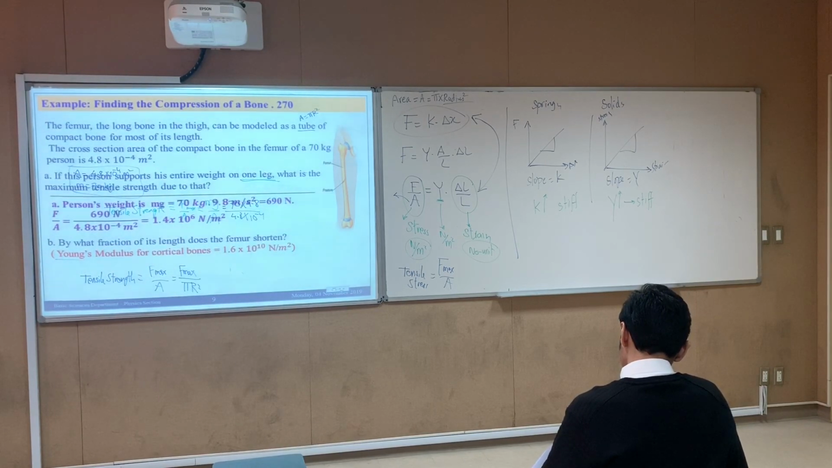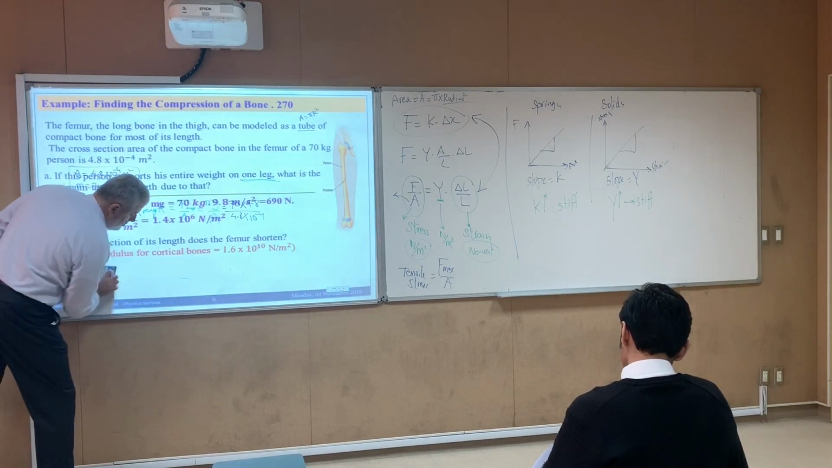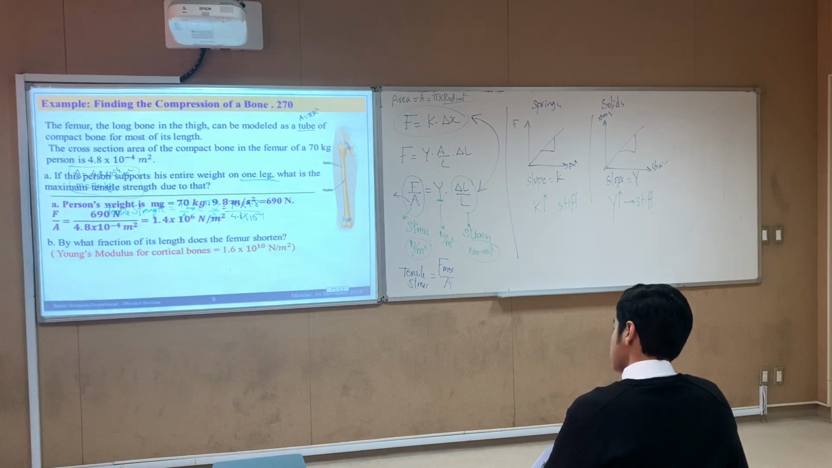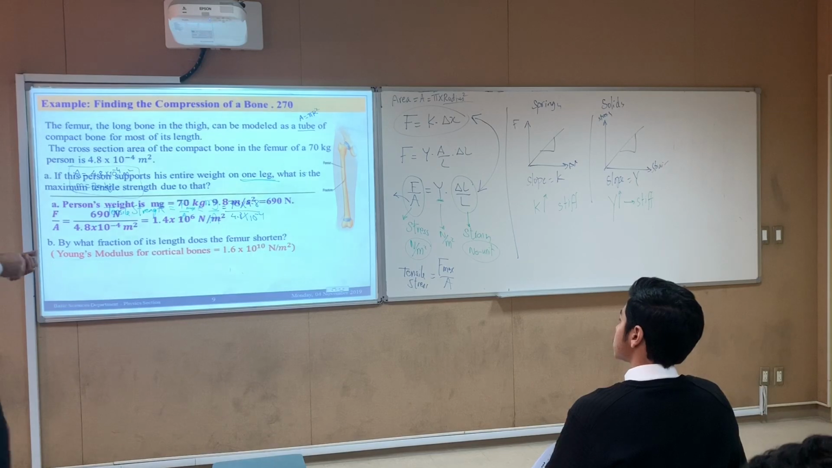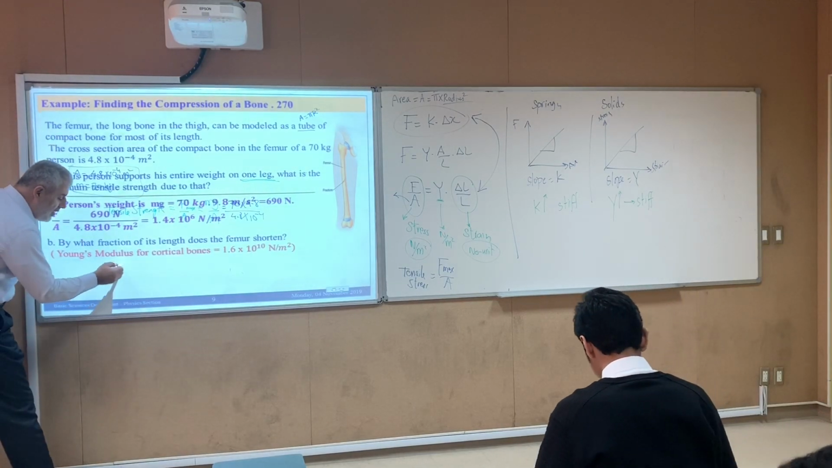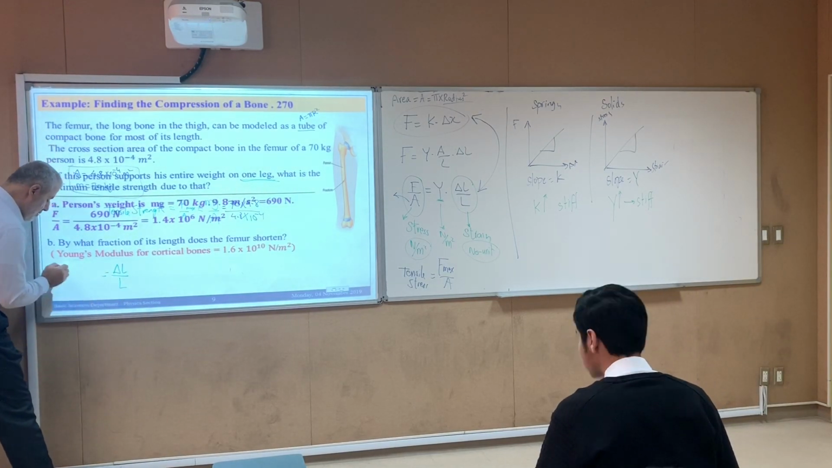Part B. By what fraction of its length does the femur shorten? They ask for what? L, delta L, L2, L1? What is the fraction of its length? Not area. Fraction means ratio. They ask for delta L over L. This is the fraction of length.